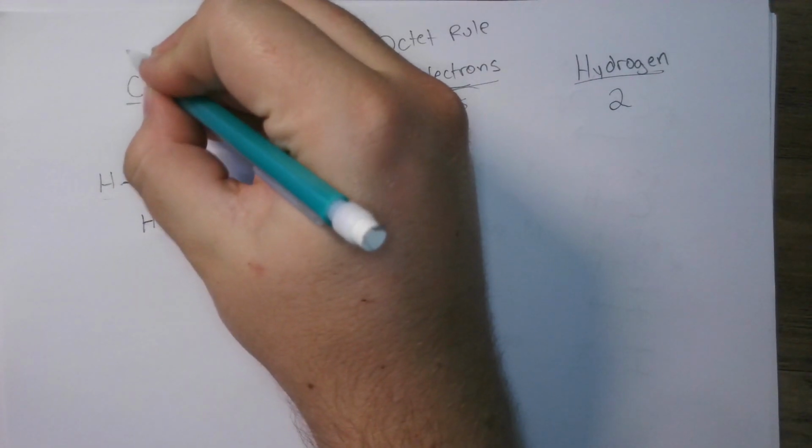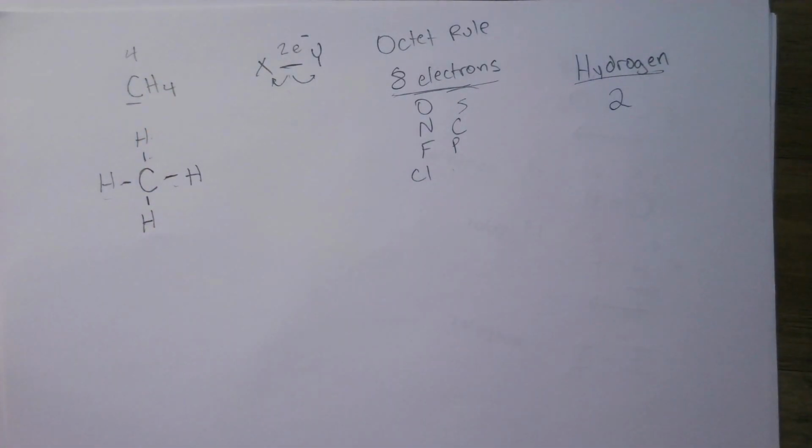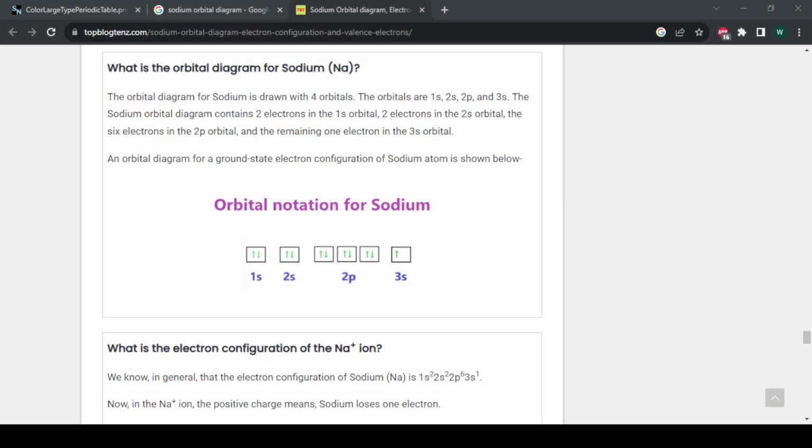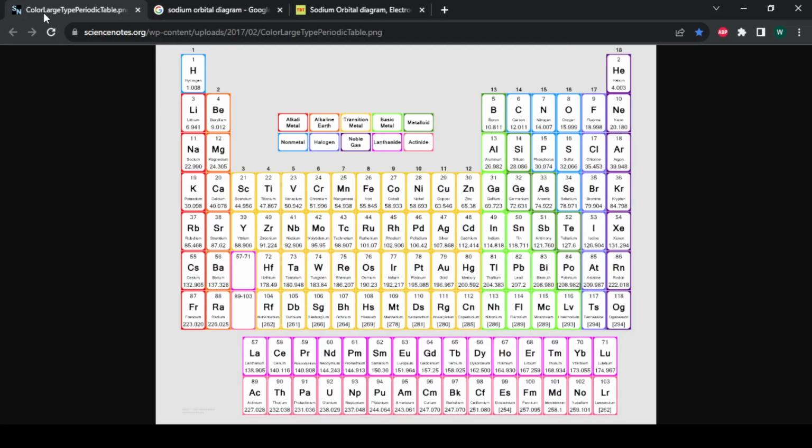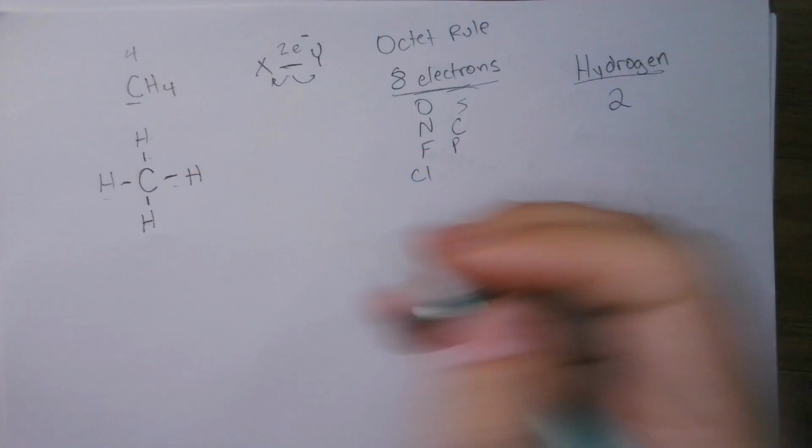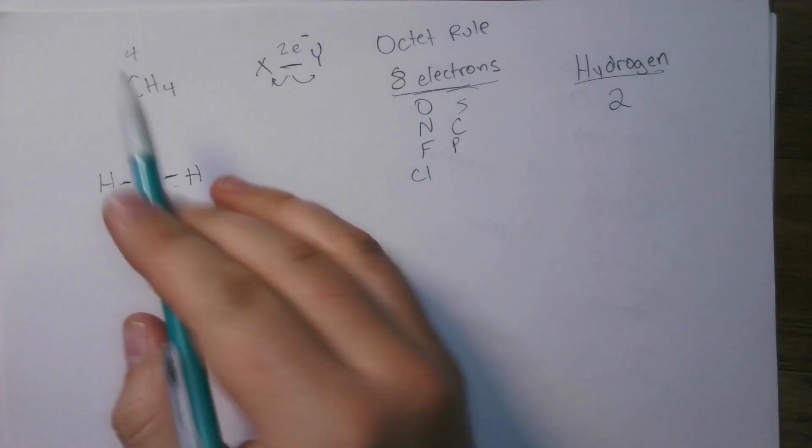So carbon has 4 valence electrons. If you're not sure, you can just go back to your periodic table and remember that the first column is 1, the second column is 2, 3, 4, 5, 6, 7, 8. Carbon is 4. Carbon has 4 valence electrons.